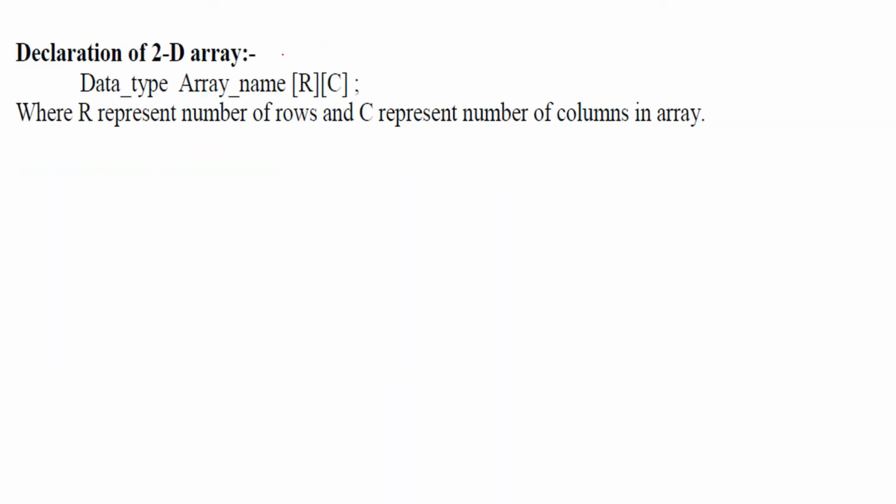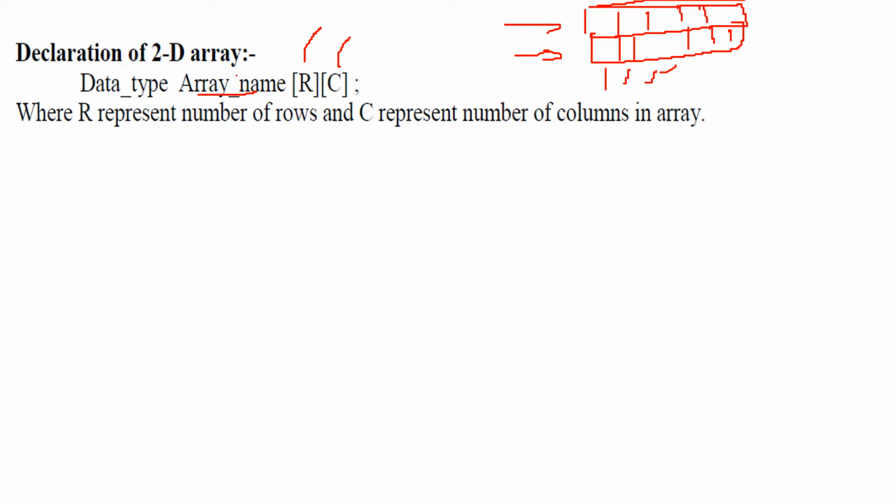How do we declare a 2D array? For a 2D array, this is the array name, and this is the number of rows and columns. Say you have the ages of your class, and you want the ages of another section also. These are the rows and these are the columns. So this is the array name with rows: row 0, row 1, row 2, and likewise, and this is column 0, column 1, column 2, and likewise.